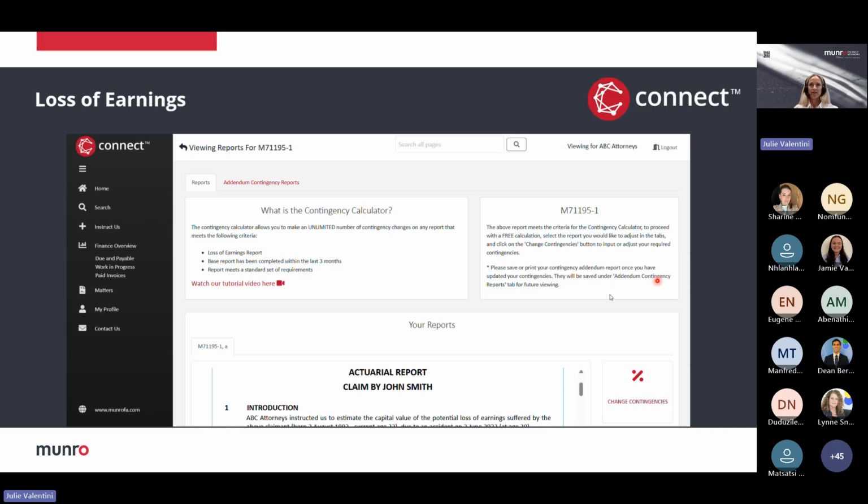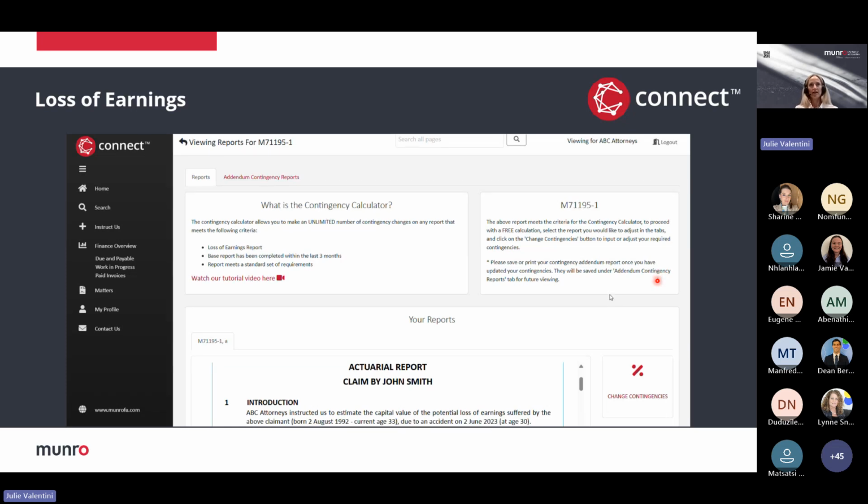However, what we do offer is a very nice tool, and I hope most of you know about this. If not, this is the time to listen. We have a Connect portal, which is our client portal, and in here we have a contingency calculator. So this allows you, on an existing report, to play around with the contingencies and to see how they would affect the loss. And it also allows for the cap. And then once you are happy with the contingencies, you can then print out an addendum report.